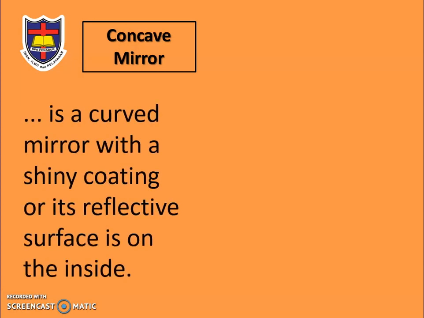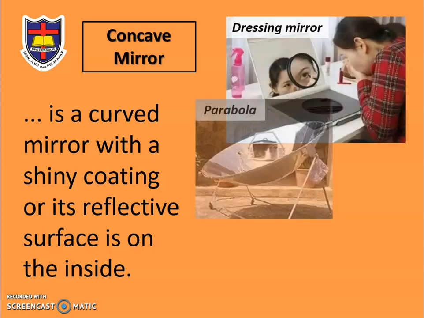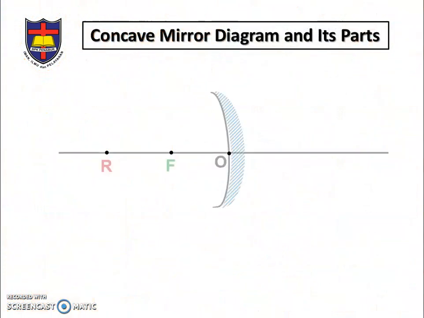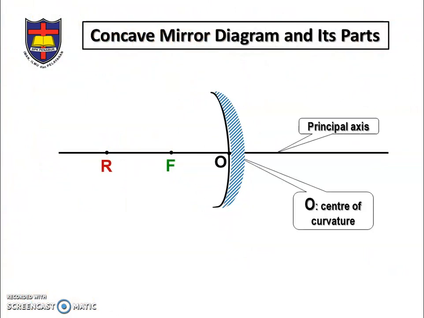The second type of mirror is a concave mirror. A concave mirror is a curved mirror with a shiny coating, or its reflective surface is on the inside. Concave mirrors can be found in everyday life, such as dressing mirrors, parabolas, and astronomical telescopes. Here is a diagram explaining the concave mirror and its parts.